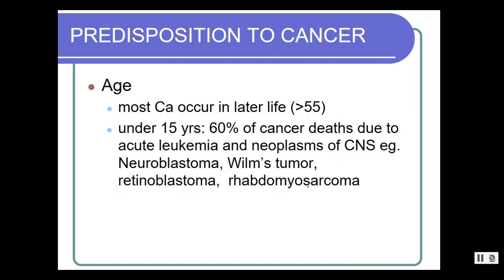Now, age. Well, age plays a major role in cancer. Most cancers develop later in life, greater than 55 years old. However, there are exceptions to the rule. There are tumors that may occur in 15 years old and below. So you have acute leukemia, neoplasm of the central nervous system, like neuroblastoma, Wilms tumor or cancer of the kidneys, retinoblastoma, rhabdomyosarcoma. All of them can happen in less than 15 years old.